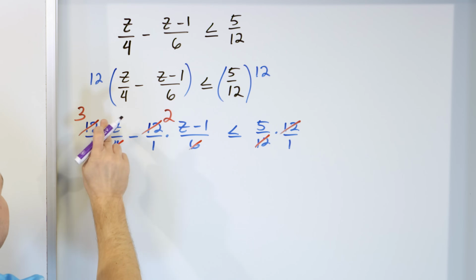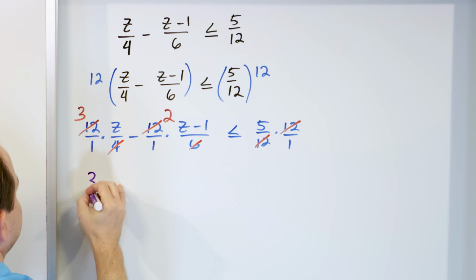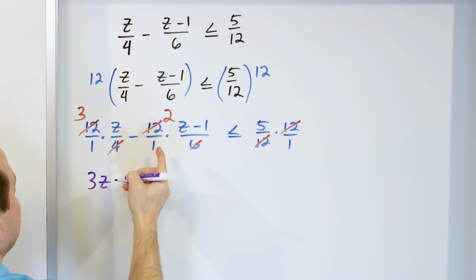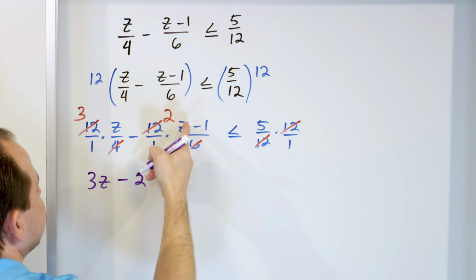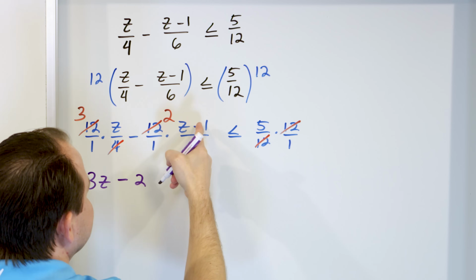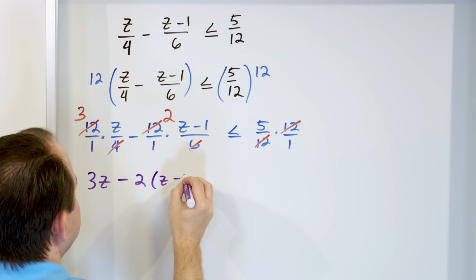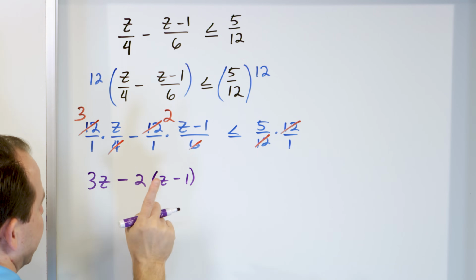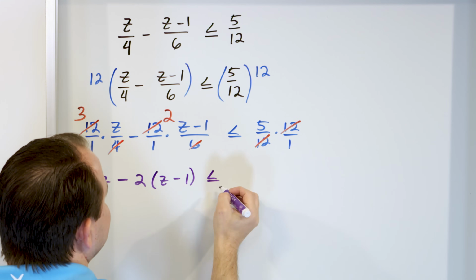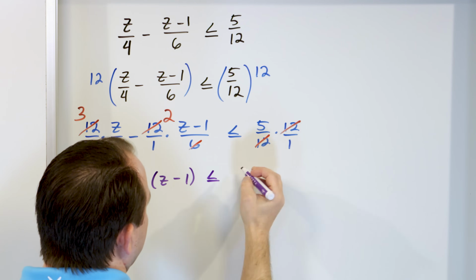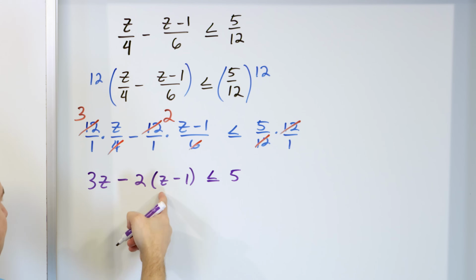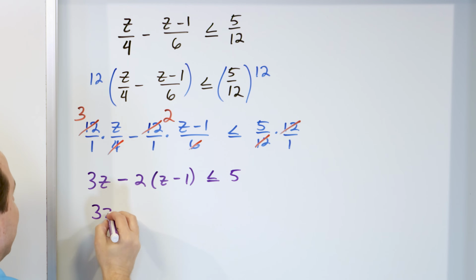So on the top, I have 3 times z, which is, as you know, 3z, minus, from here, you have a 2, but you're multiplying this fraction by the entire thing, z minus 1. So you have to wrap that in parentheses. Don't forget to do that, or you'll get the wrong answer. Less than or equal to, and then the 5 times 1 here is just going to give you 5.